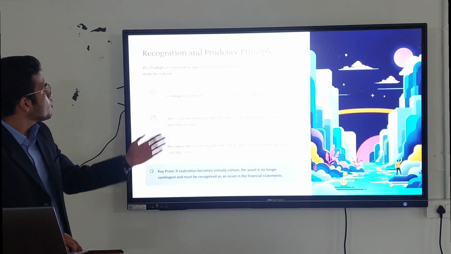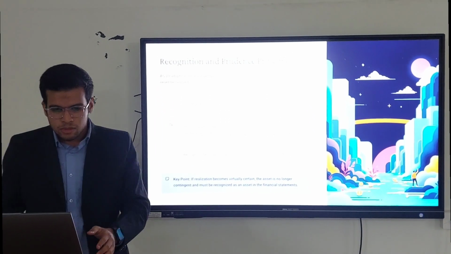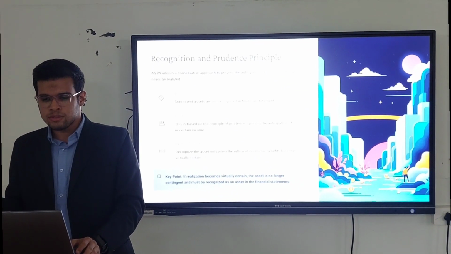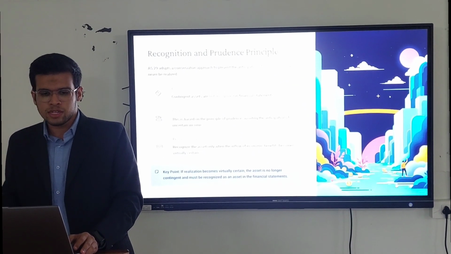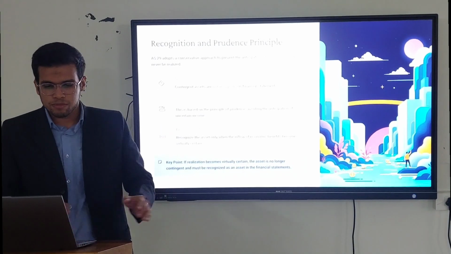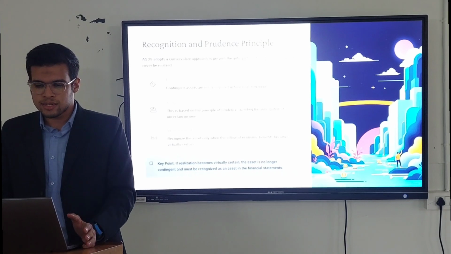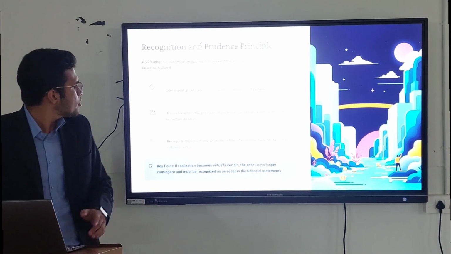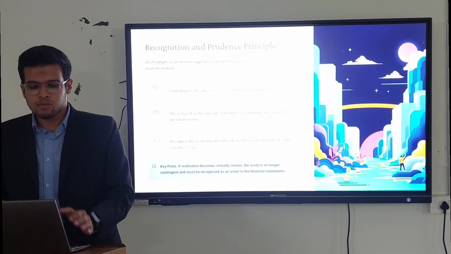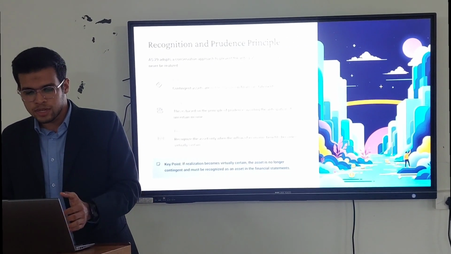So, we are going to the next section. Recognition and prudence principle. AS29 adopts a conservative approach to prevent the anticipation of income that may never be realized. The first one is initial status: contingent assets are not recognized in financial statements. And the second one is underlying reasons, which is based on the principle of prudence, avoiding the anticipation of uncertain income.